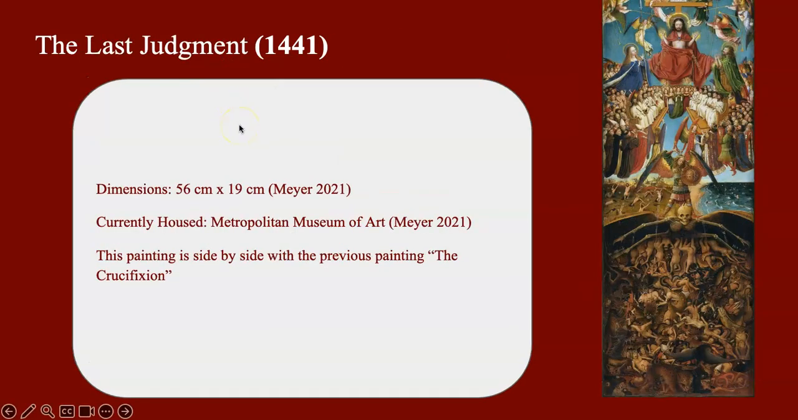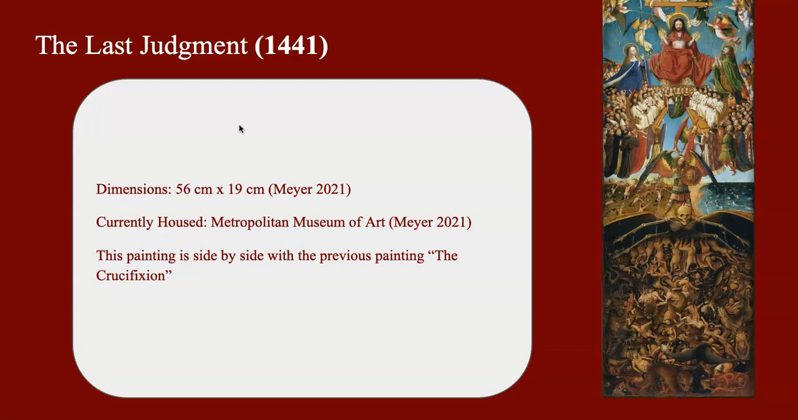All right, so the last one is the Last Judgment, 1441. This one is actually right next to the Crucifixion, the previous slide. One's on the left, one's on the right. This one's the one on the right. The dimensions are 56 centimeters by 19 centimeters. Currently housed in the same place as the Crucifixion, the Metropolitan Museum of Art.